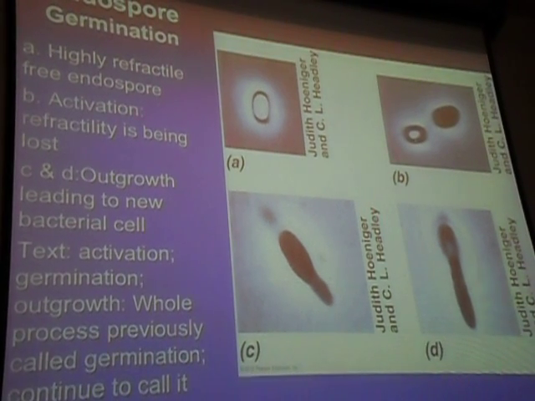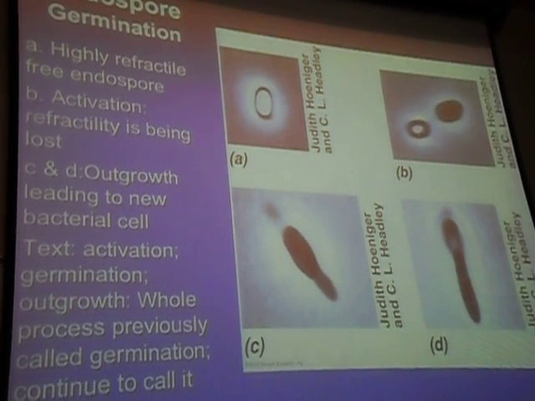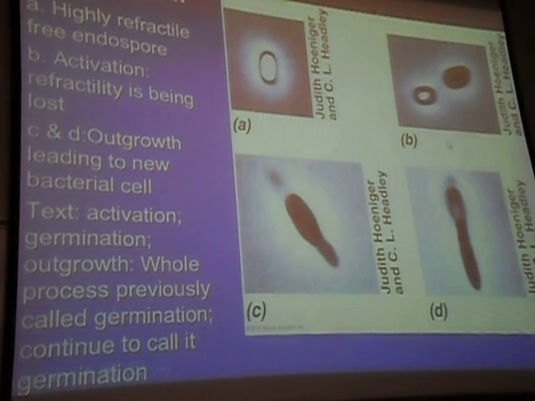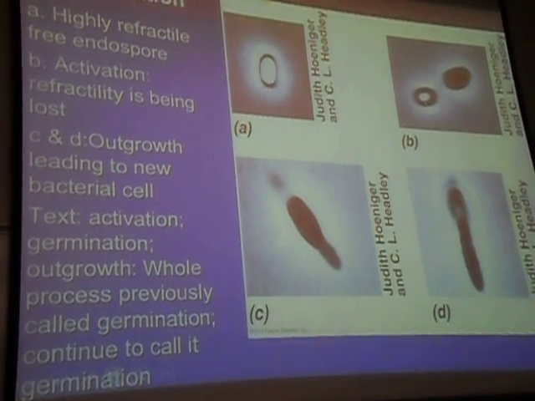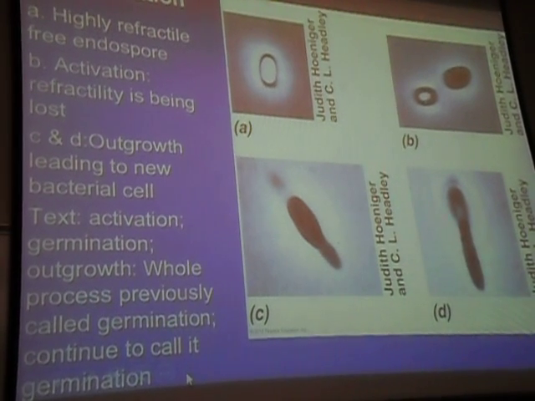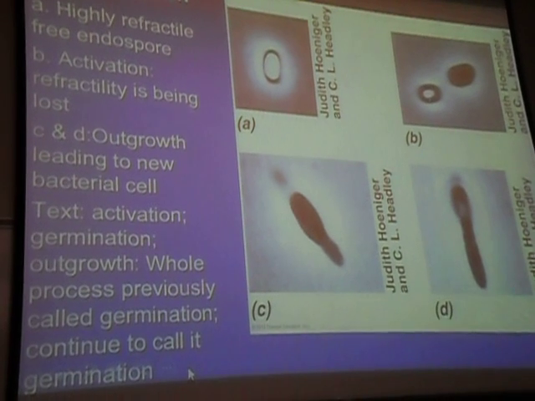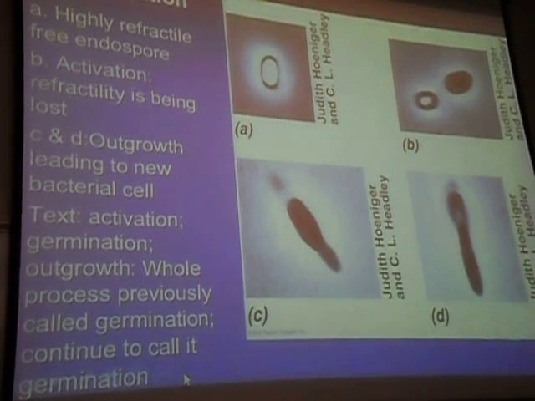So in your book they call C and D outgrowth, they call B activation, and there's one step in between that they call germination. Do not worry about that. Okay? We're going to call the process germination. We're going to continue to call it germination. So germination is the process where you go from a mature endospore that's out in the environment, and it gives rise through the germination process to a vegetative cell.